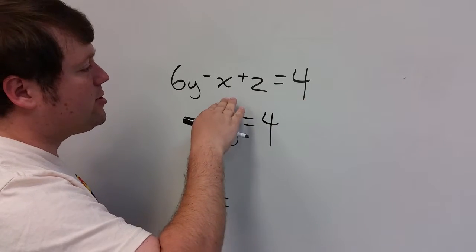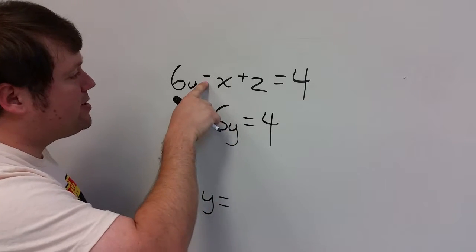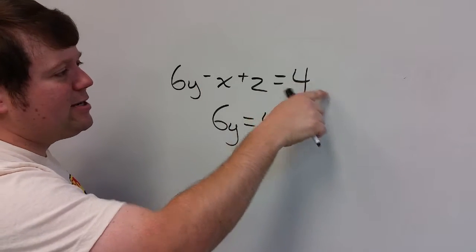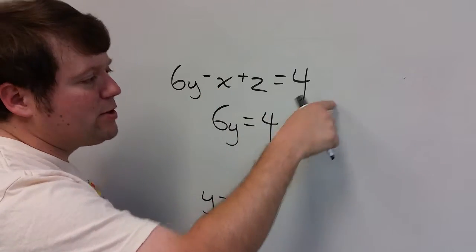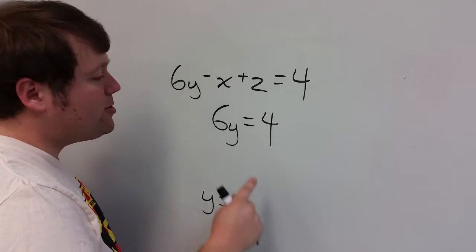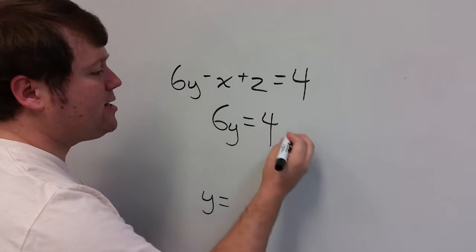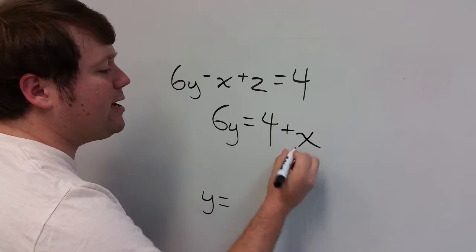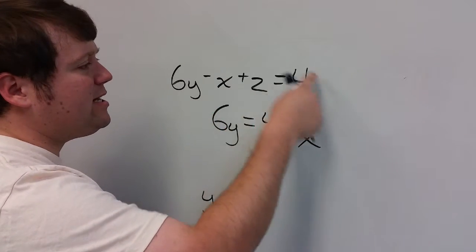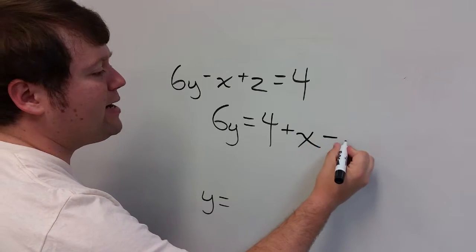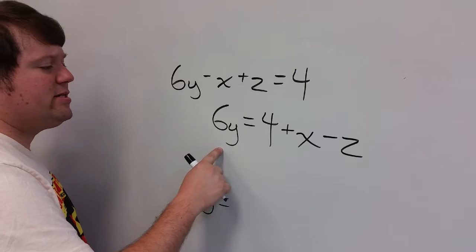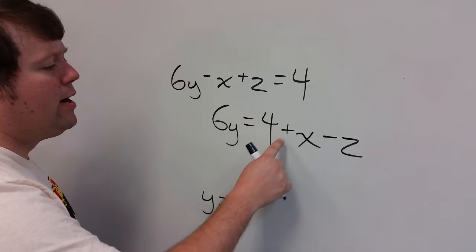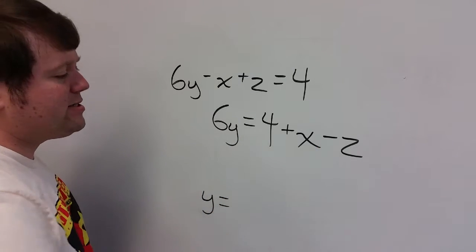We're going to move these other jokers over there too. This minus x, it needs to be over there as well. And remember, anytime we move something to the other side of the equation, we change its sign. So I move minus x over, it becomes plus x. And I move plus z over, and it becomes minus z. So I've rearranged it. Now it says 6y equals 4 plus x minus z.